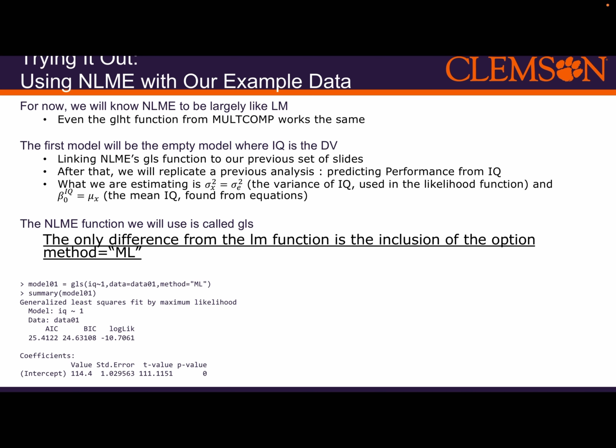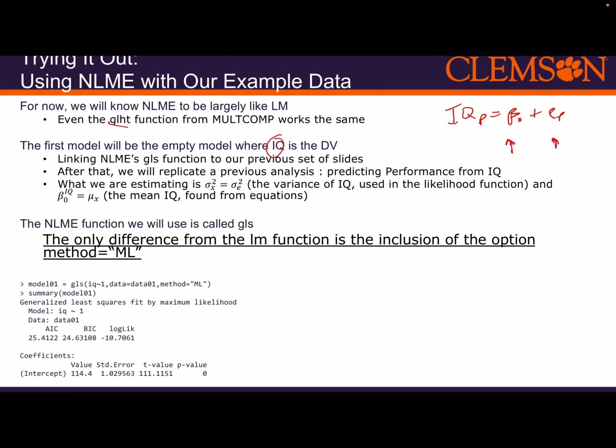So NLME, the nonlinear mixed effects package, works very much like LM. We could even use the GLHT function from MultComp to do linear combinations of parameters. But what we're going to do is start with an empty model. We're going to predict IQ. We're not really predicting it, but just IQ for a person is equal to simply an intercept plus error for a person. Because we know the point estimate of the intercept should be the mean, and we've already calculated that, 114.4. We also know that the variance should be about 4.24 if we're using maximum likelihood. So we should get those numbers back.